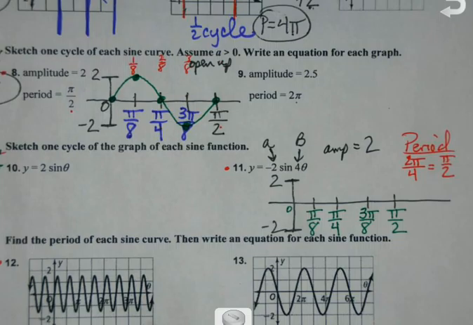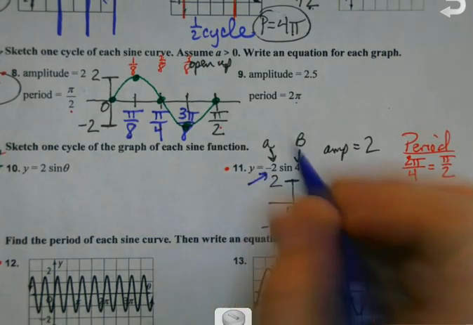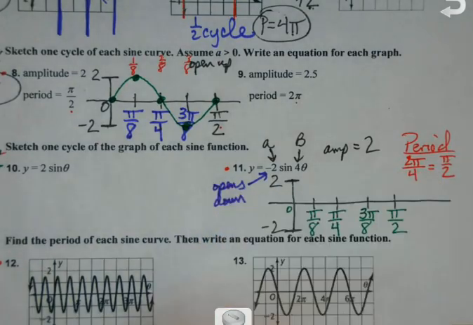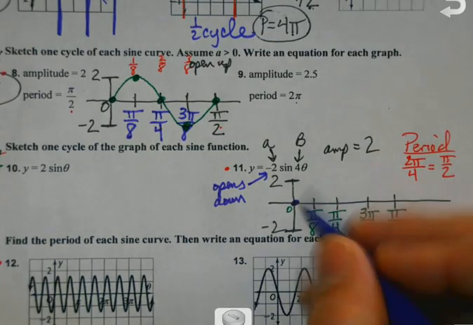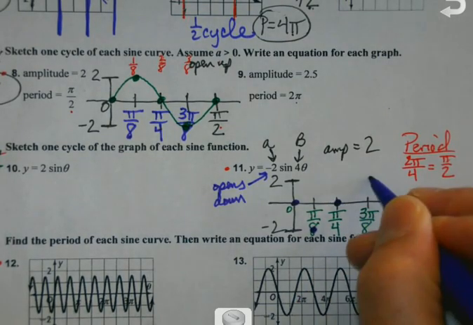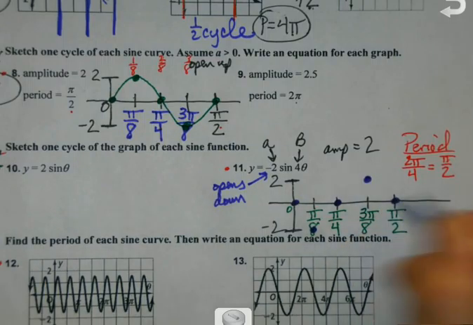But here's the tricky one. I'm going to make a note of this. The fact that my A value was negative means my graph changes a little. We're going to start going down instead of up since my A value is negative. That's the only time this happens. So I still am going to start at 0, but I'm going to go down, then back up to 0. So basically, it takes my graph and flips it over.